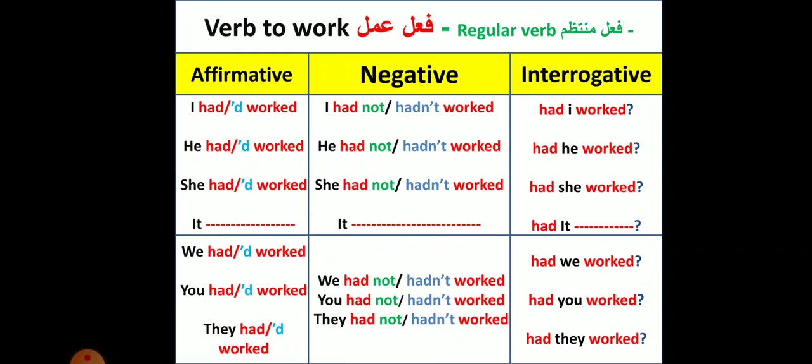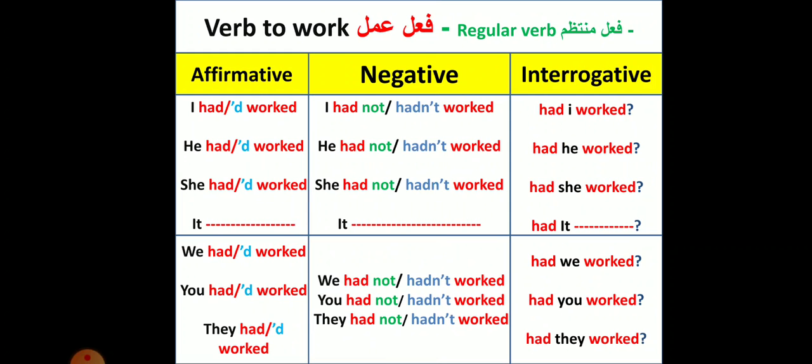We had worked, or we'd worked. You had worked, or you'd worked. They had worked, or they'd worked. For the negative form, I had not worked. We add not. I had not worked, or I hadn't worked.